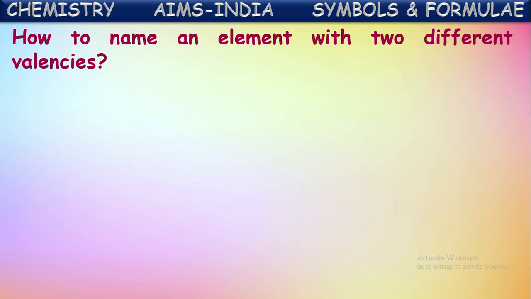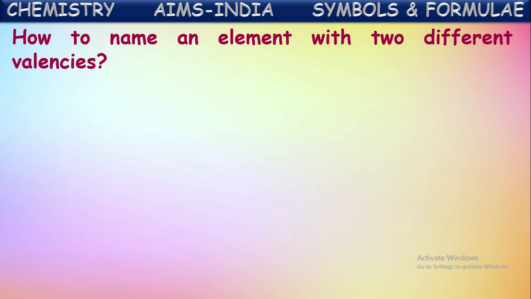Then we may get one doubt. If an element is exhibiting one valency, then it is given a fixed name. Suppose sodium exhibits a plus one valency, then it is called sodium ion. Oxygen gains two electrons, so its combining capacity is two. So we can say its ion name is oxide ion.